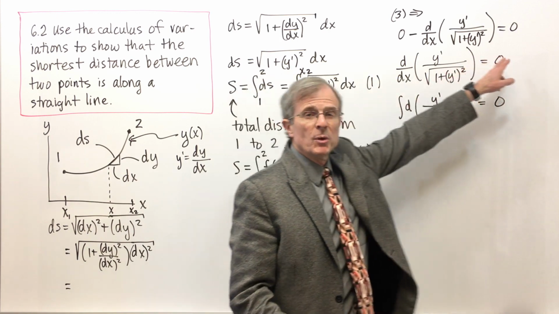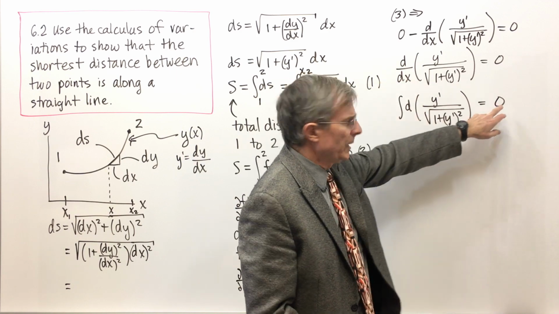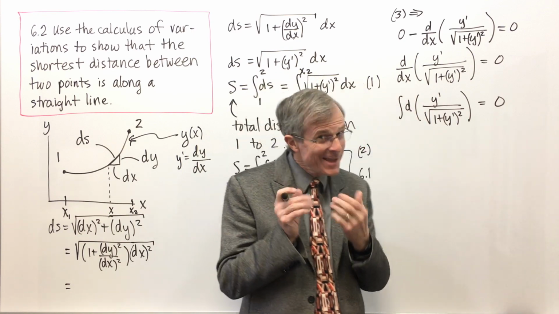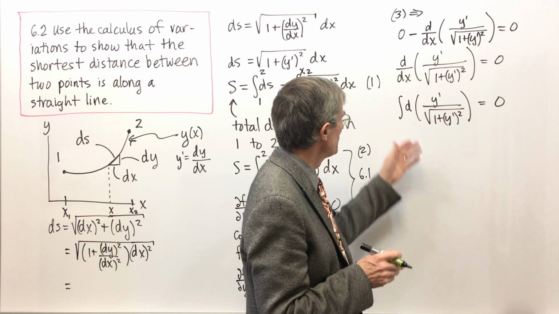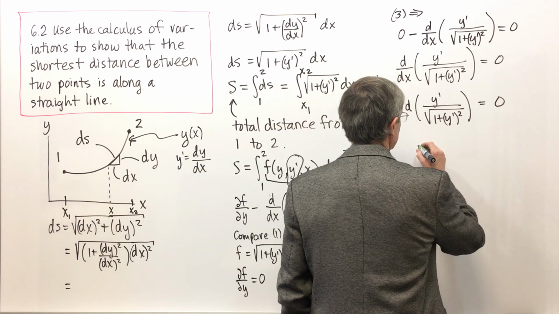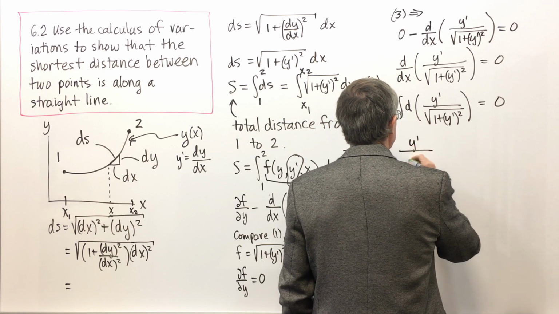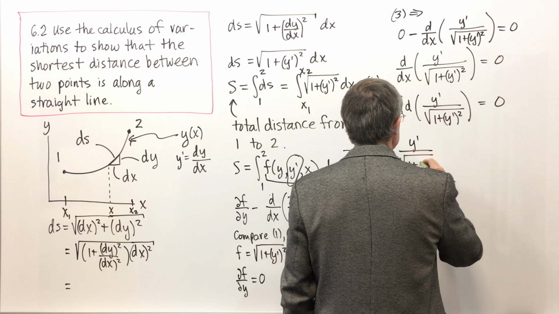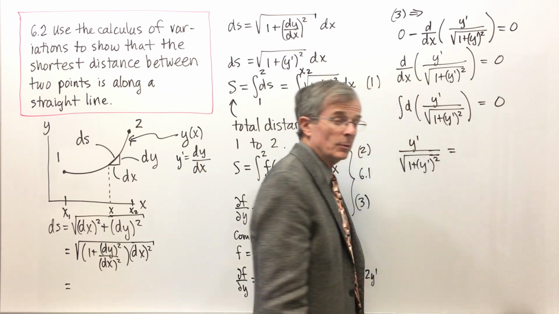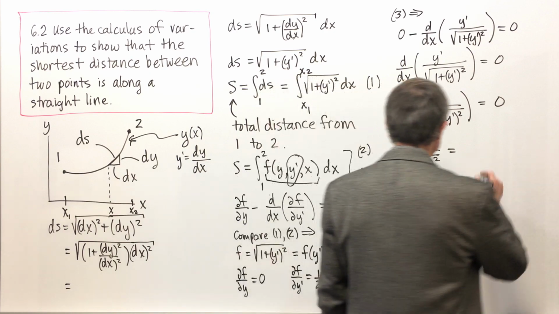So all I've done is multiply both sides by dx, and then I just have the differential of this guy equals 0. Well, the integral of d anything is anything. And the anything in this case is the guy in parentheses. Therefore, y prime over the square root of 1 plus y prime squared is equal to 0. And you say, no, Dr. Edwards, it's equal to a constant of integration.